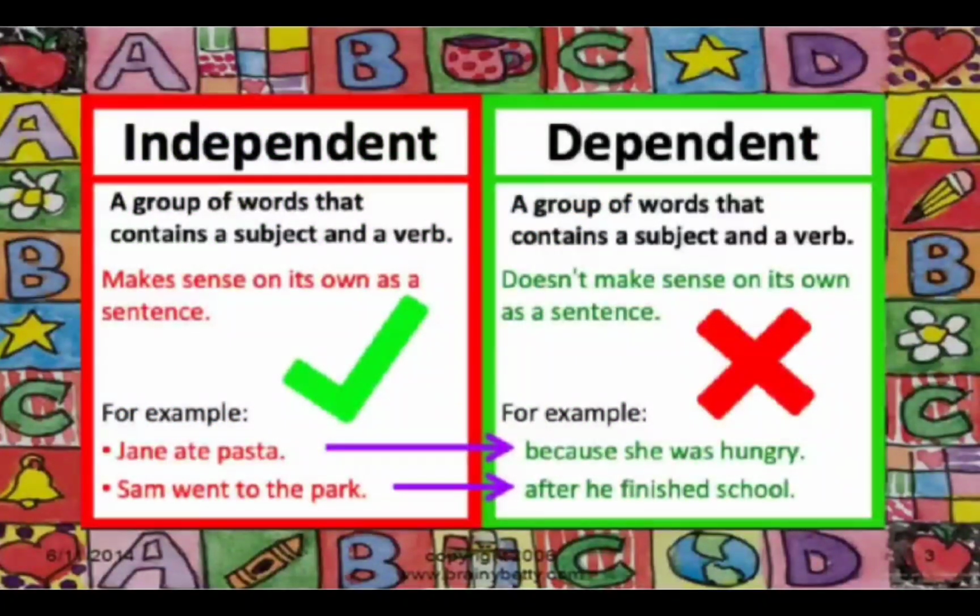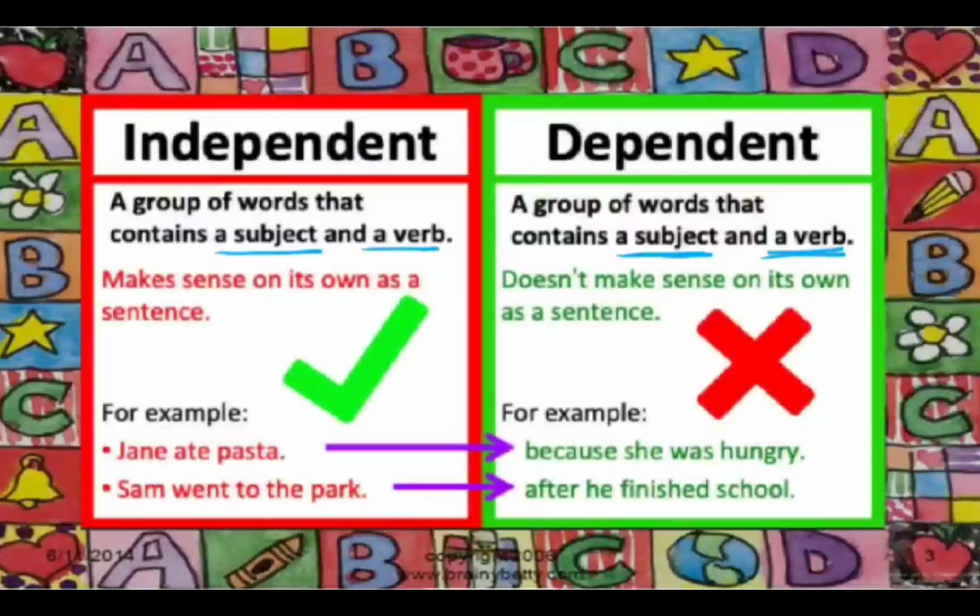Now, let's understand some basic differentiations in writing. I have just explained it to you, but let me make it clearer. What is an independent clause? A group of words that contain a subject and a verb. However, yes, even the dependent clause has a subject and a verb.